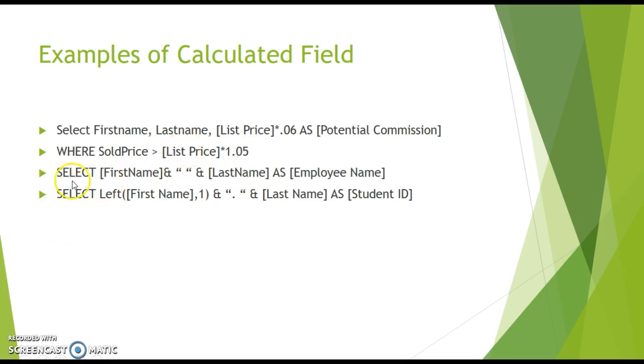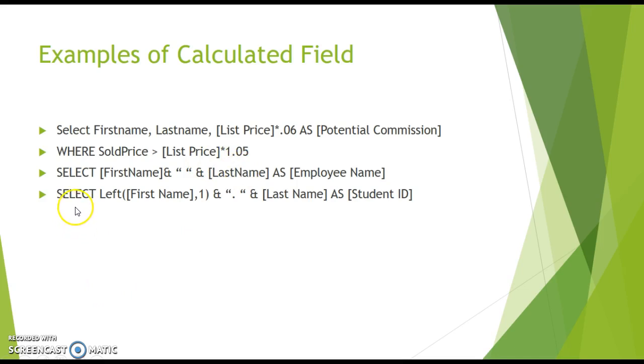Here's an example of using the concatenate operator. In my select clause, I'm going to take the first name field and combine it with a space, and then combine it with last name, and I'm going to rename that combination as employee name. So you're going to see one field name called employee name, and it's going to combine the first name field, a space, and the last name field.